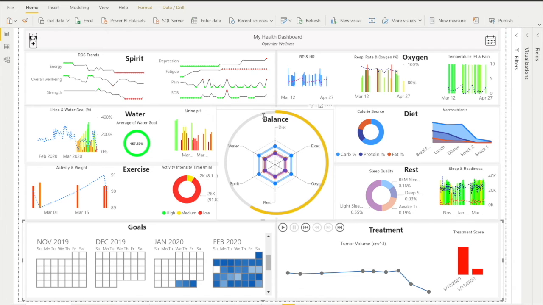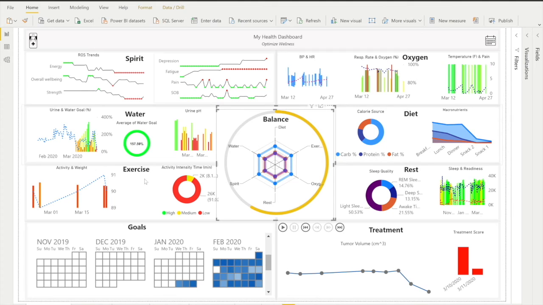You'll also notice that in the center of this dashboard we have a balance graph. This yellow circle is meant to represent the overall balance score for each of the categories of health. If we select on it, we can see that it's a little above 50%, and that score is actually an average of the different categories of health.